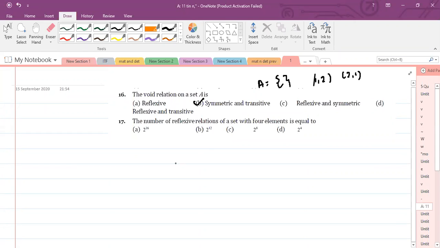17th. Next one: the number of reflexive relations on a set with 4 elements is equal to... Here we have one shortcut to find this. It will be 2 raised to 4. If 4 elements are there, then 2 raised to 4 reflexive relations will be there. You can check this: 2, 4, 8, 16 different reflexive relations.